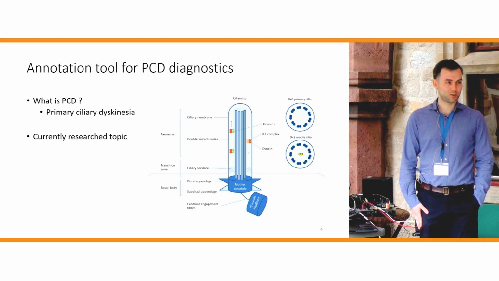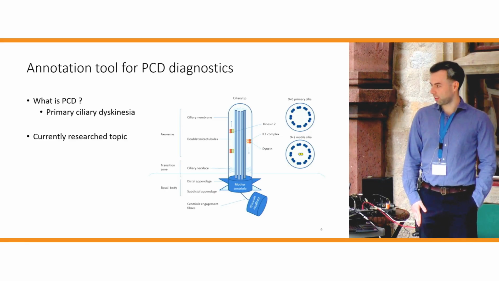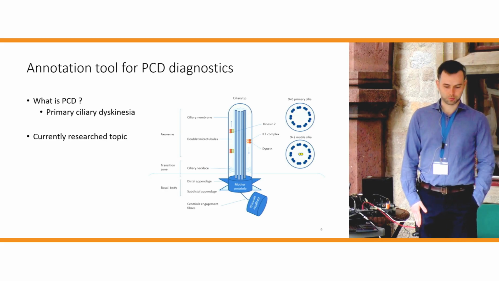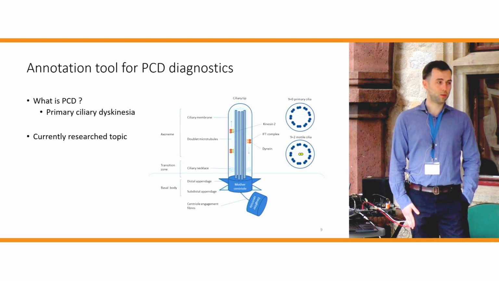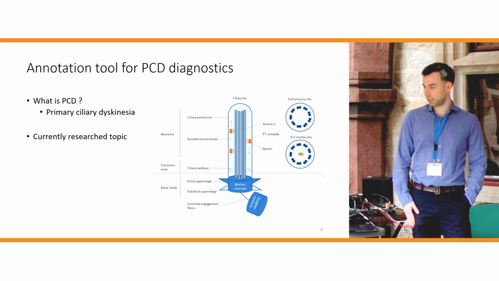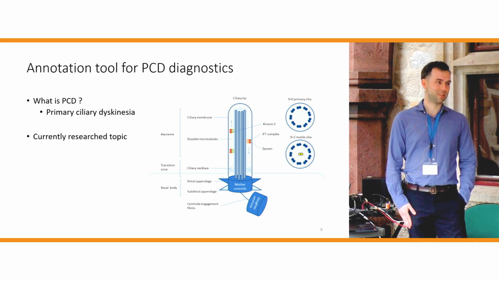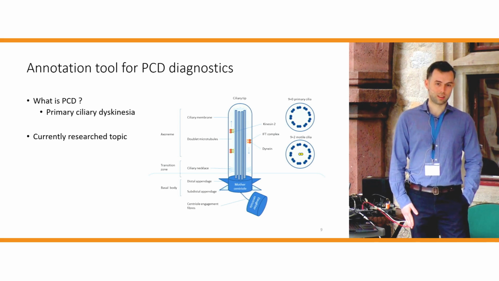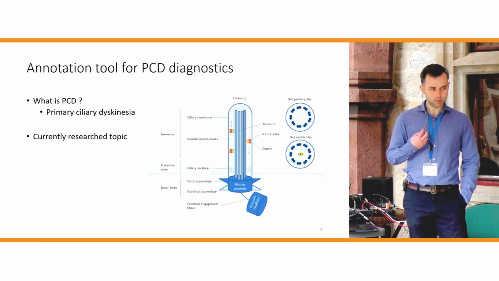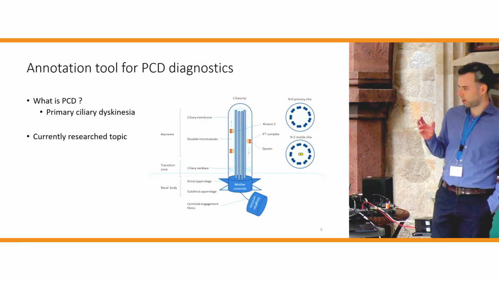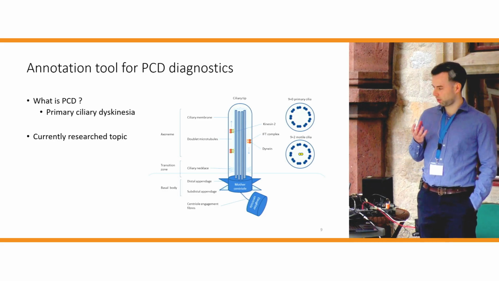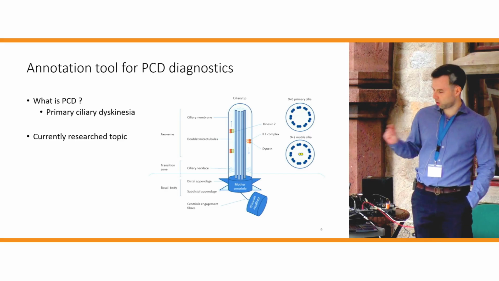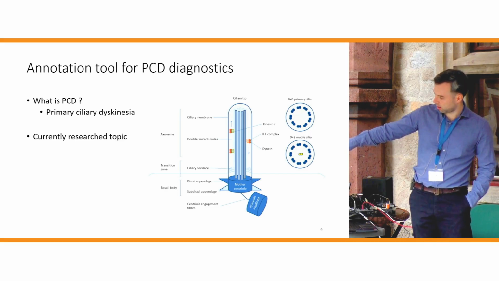So, annotation tool for PCD diagnostics. We developed a tool for a domain expert in the field of histopathology, and her focus is on primary ciliary dyskinesia. What is it? It is a rare genetic disorder that affects the lungs, and the cilia in the lungs are somehow not in a normal state, and they have a lot of tiny changes in their structure, as we can see here on the right.